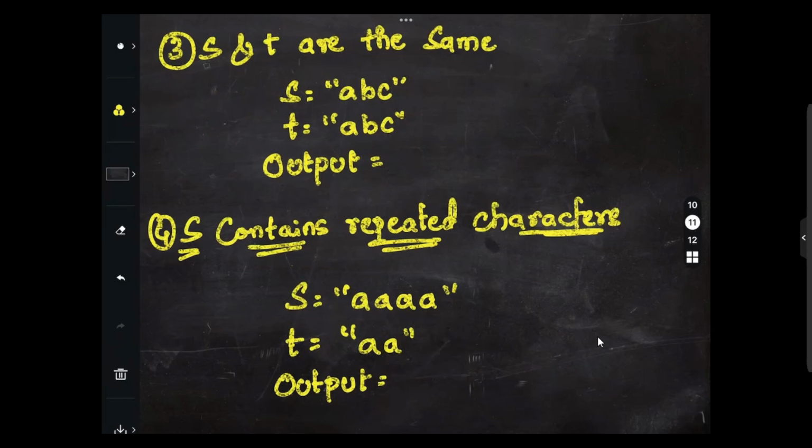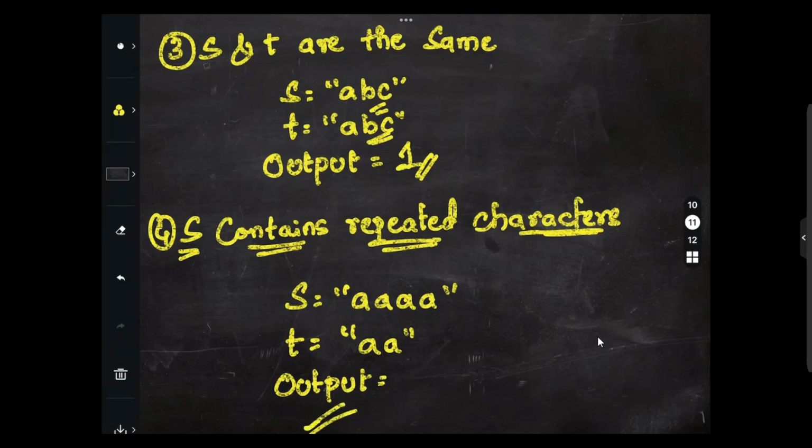So the third edge case we are going with here is s and t are the same. S equals abc and t equals abc. The output we have here is 1. The only way is to take s as it is, so s is abc, t is also abc. So there is only one way, and the output will be 1 in this case.